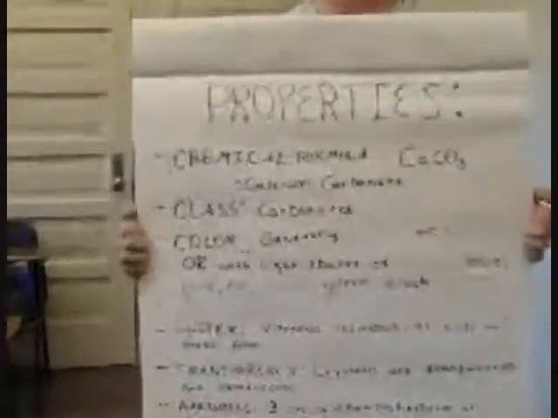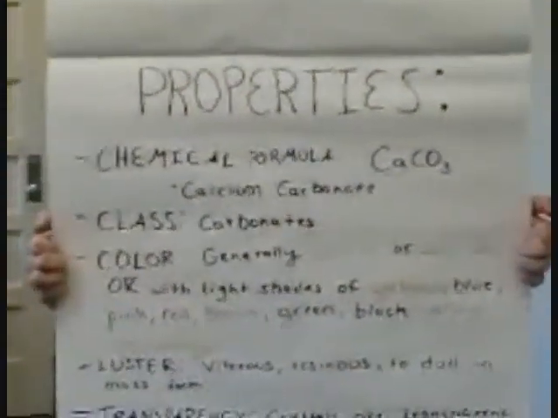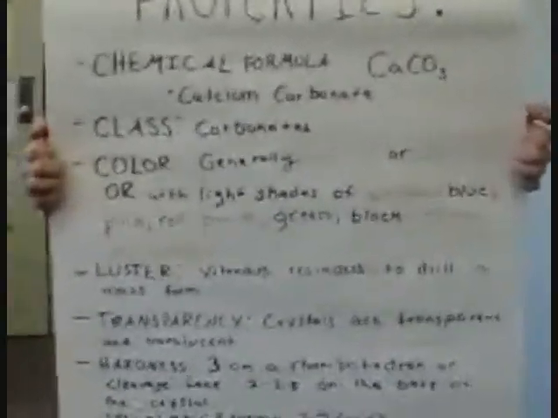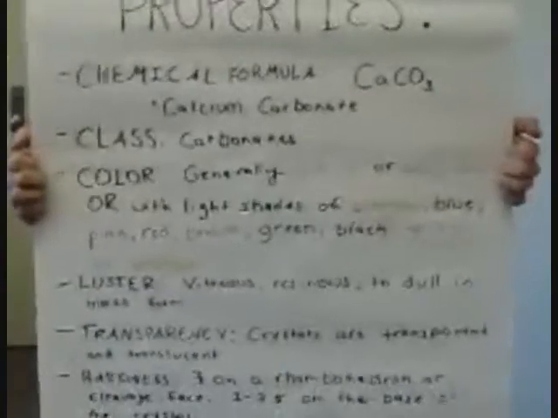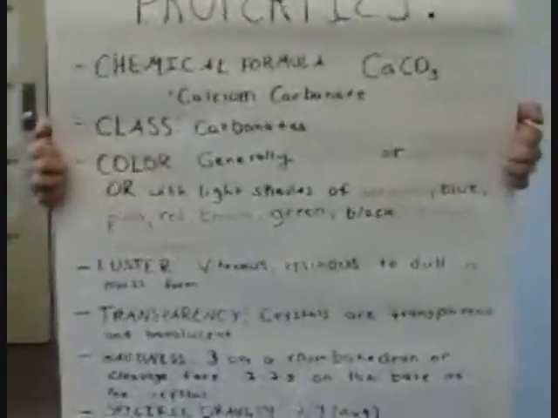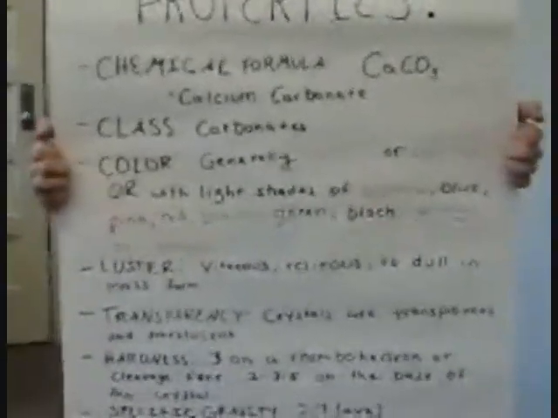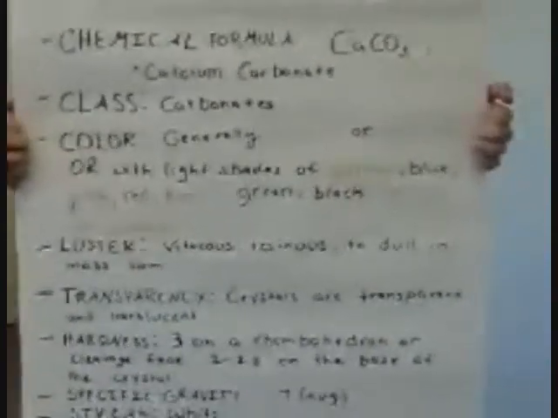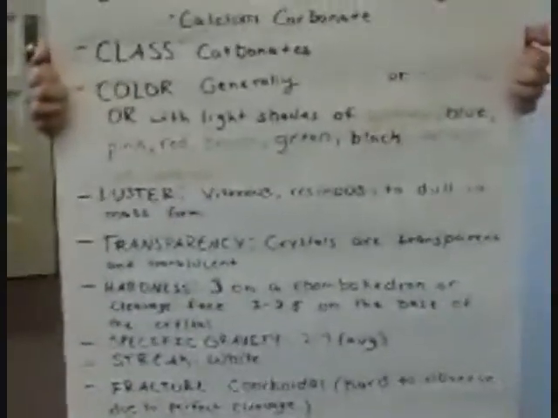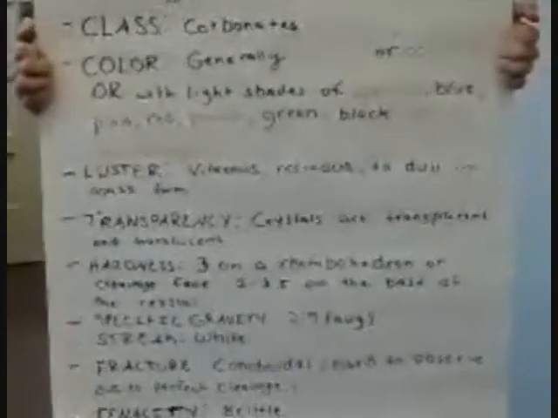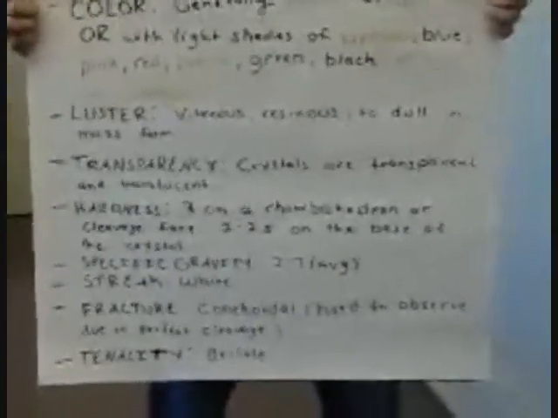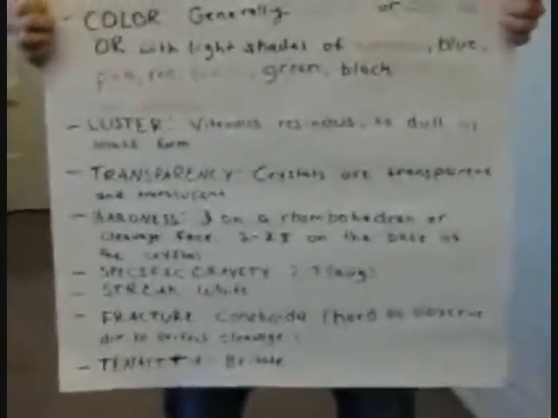Properties of calcite. Chemical formula is CaCO3, or calcium carbonate. Class is carbonates. Color is generally white or colorless, or with light shades of yellow, blue, pink, red, brown, green, black, gray, or orange. Luster: vitreous or resinous to dull in mass form. Transparency: crystals are transparent and translucent.